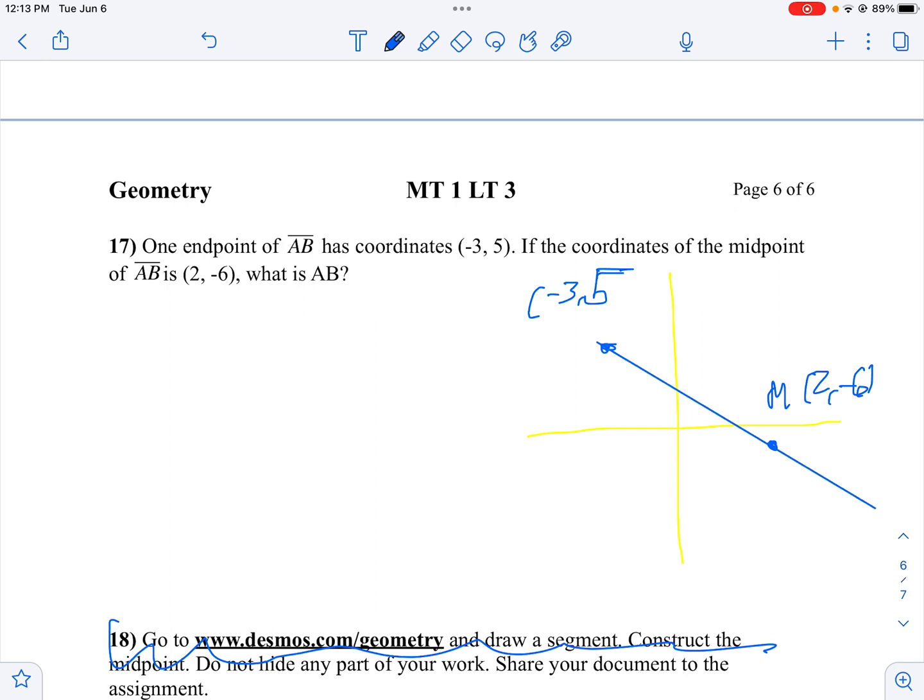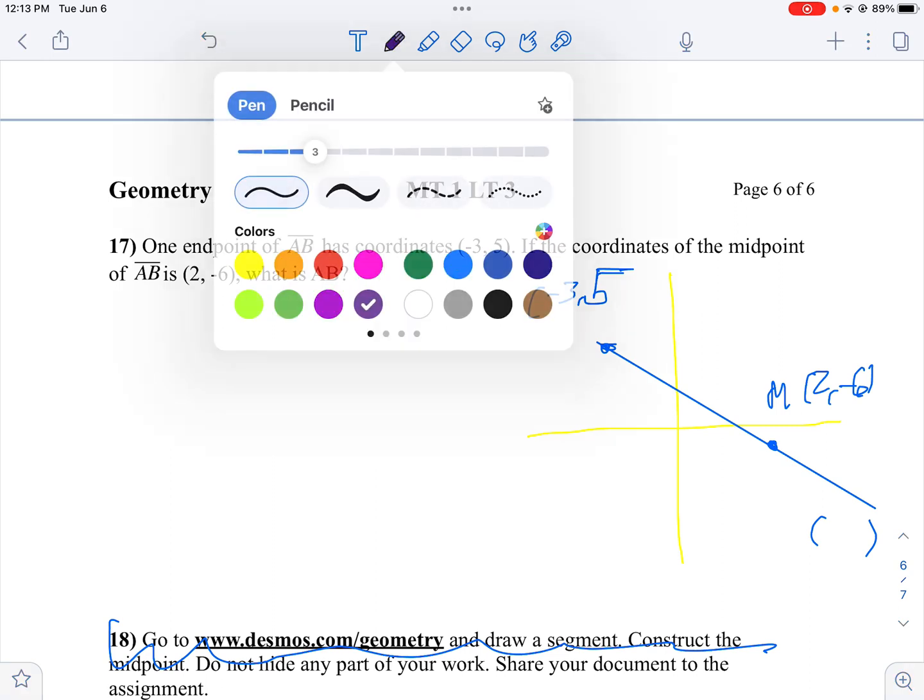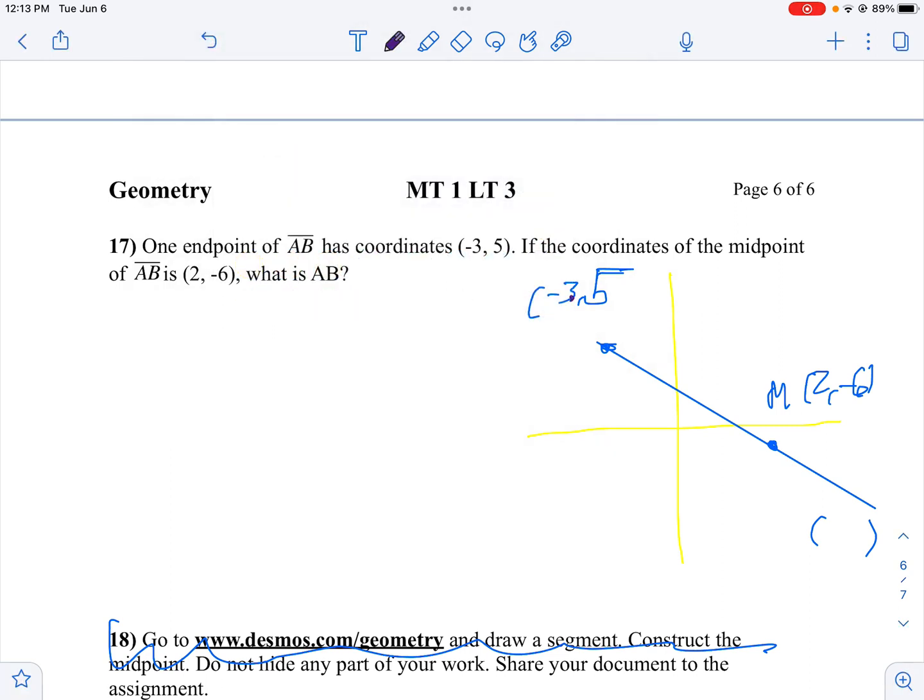I know my other endpoint is over here someplace. I don't know what this point is, so I'm going to find that point. This is one I'm going to use geometrically because I've got a graph. Look at your x coordinates. From negative 3 to 2, I'm going to the right 5, aren't I? So if I keep on going to the right 5, 2 plus 5 would put me at 7.